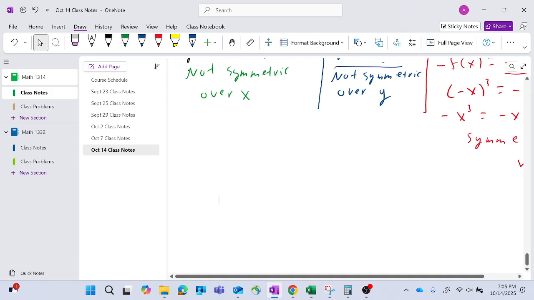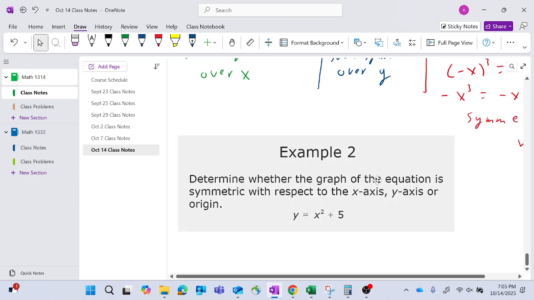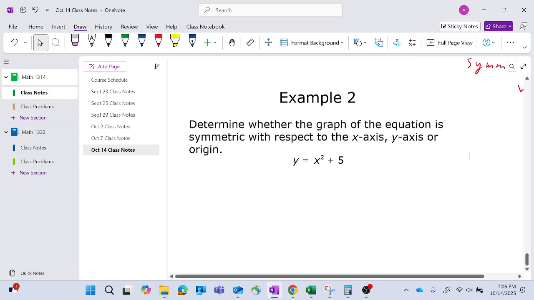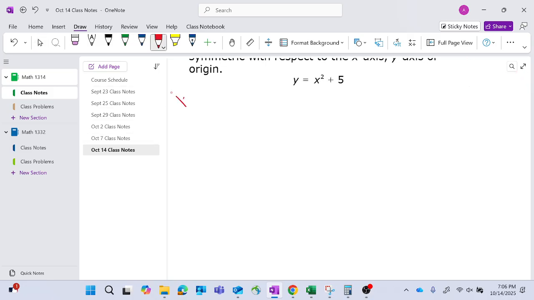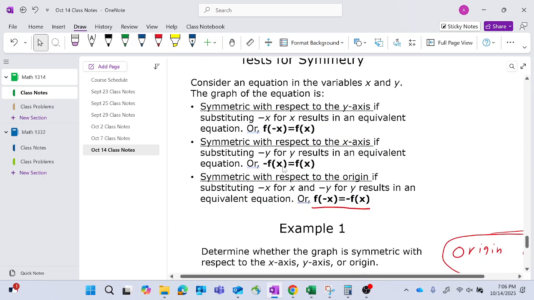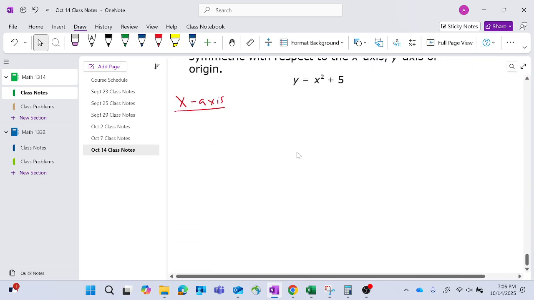Now we have y equals x squared plus 5. In this case, we're going to test all three again. We have the x-axis. Remember, for the x-axis, what that means is negative f of x equals f of x. Again, I should put this in quotations. This is kind of just general. It's not really true, but it's good for our cases. So negative f of x equals f of x.